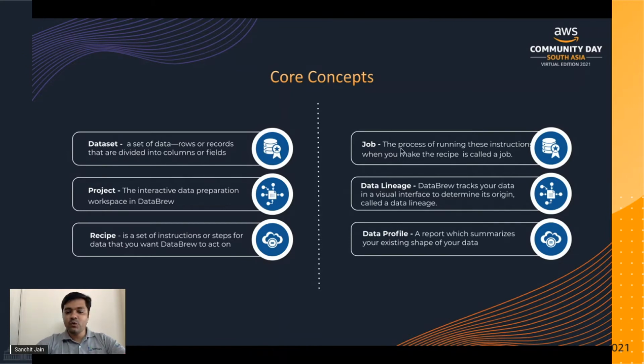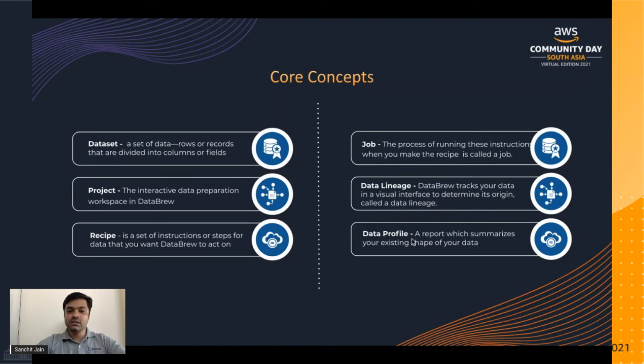If you move towards the right side, the next is the job. Now a job is like a package. As I mentioned, DataBrew also provides you the capability to automate the entire execution. With the help of a job, you can execute this entire package whenever you schedule it. Next is data lineage. We understood it very well in the previous slide. The clean visual workflow is called data lineage.